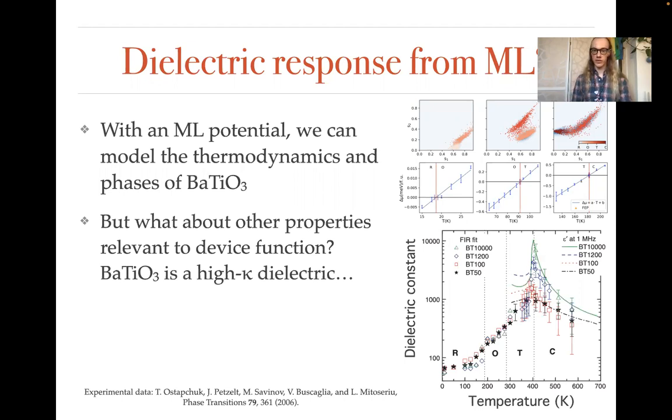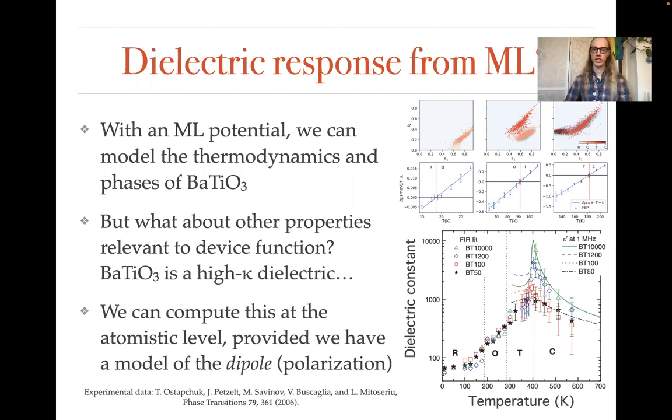So this is very useful, but there are many other properties that barium titanate has that make it useful for technological applications. For instance, its very high dielectric constant. And so we'd like to be able to model those sorts of things with our model as well. And in order to do that, we need to augment our machine learning potential energy surface with a machine learning polarization surface or dipole moment surface. So how do we do that?